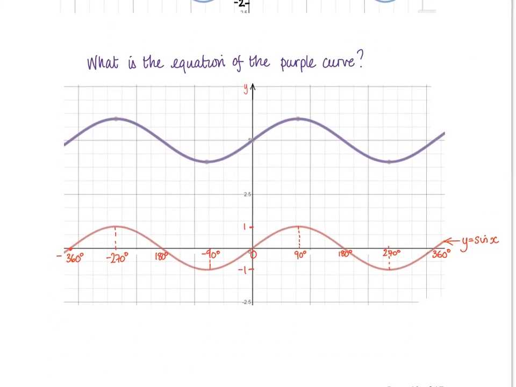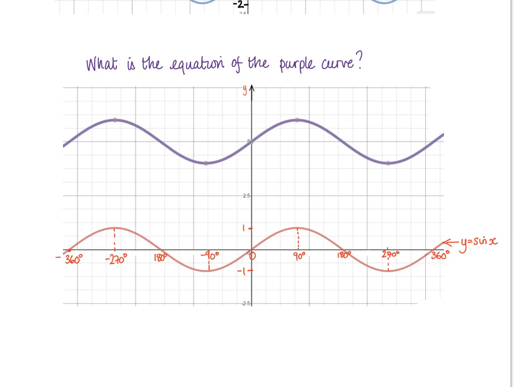Looking at the next curve, what is the equation of the purple curve? Again, this is our original sine curve, and what's happened is it's been moved up, so it's gone from 0 up to 5. So we have a translation of 0, 5, or the purple one has now become y equals sine x plus 5. So it's a translation of 0, 5. Nothing else has changed about it at all. It's not moved in any direction.